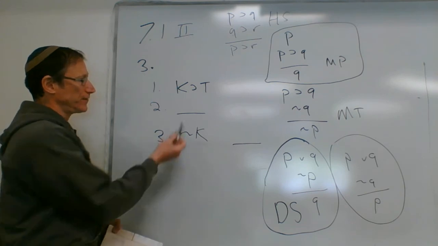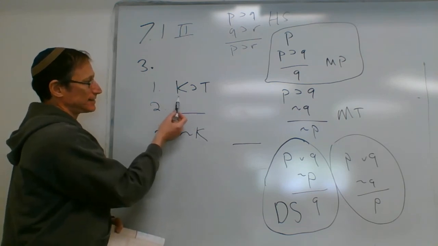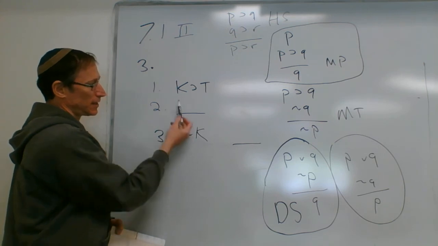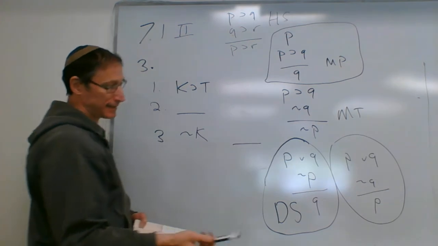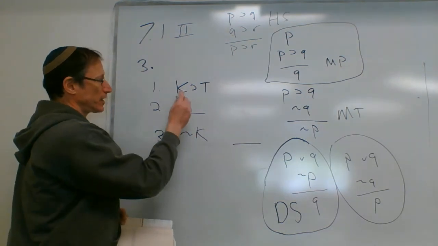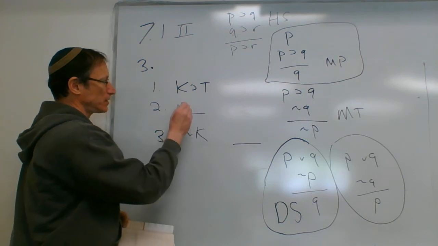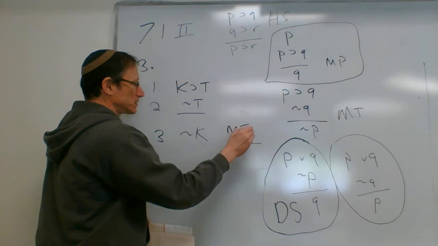Well, I have a horseshoe. The only way I can get a negation of the antecedent, that's what this is, not K, is going to be something like modus tollens. In fact, it's going to have to be modus tollens. That's the only correct answer. The only way I can get not K out of number 1 is if I plug in not T and say modus tollens.